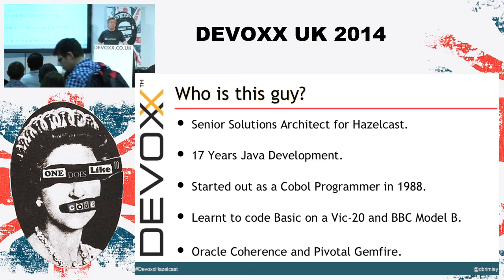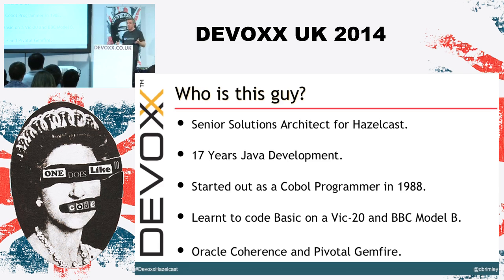They were quite good computers, actually, the VIC-20, not a bad machine. And then Oracle Coherence. I've worked on Oracle Coherence, so if you've ever used an IMDG, you may have come across Oracle Coherence. And Pivotal Gemfire. So this is my third now in-memory data grid.